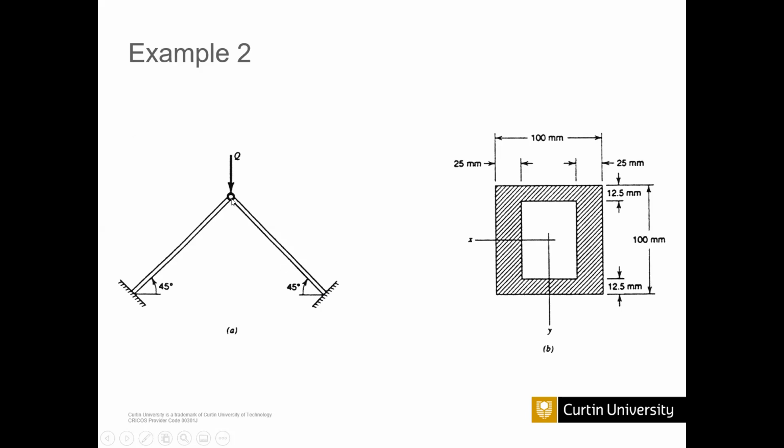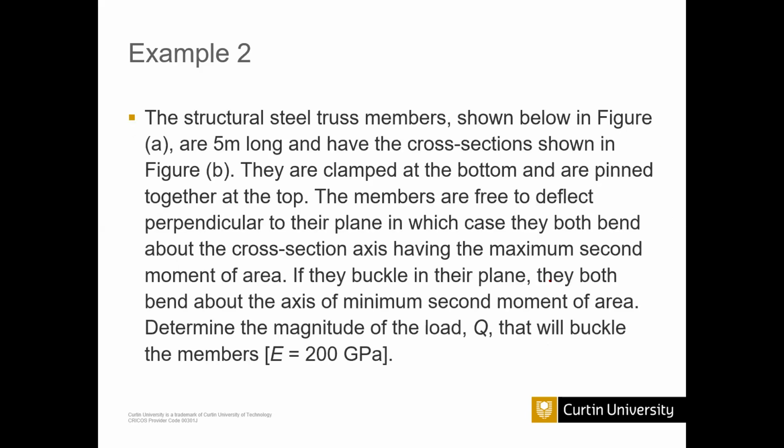So it has the freedom to bend in any direction. This is the cross section of the column. You can see this is a hollow cross section. The dimensions are given here, so they explain it here. Okay, so figure B, the cross section is given.